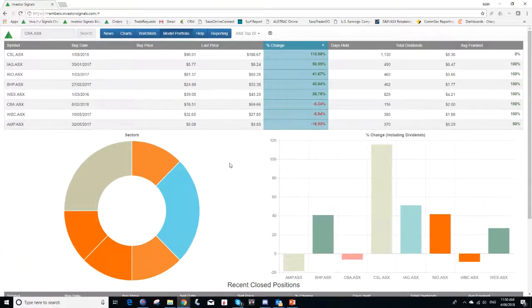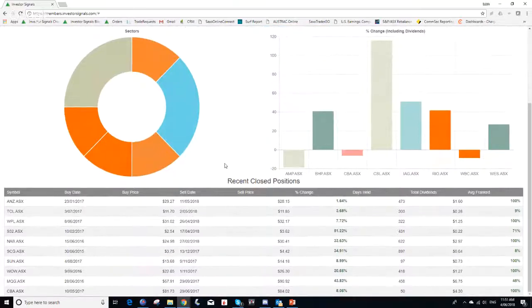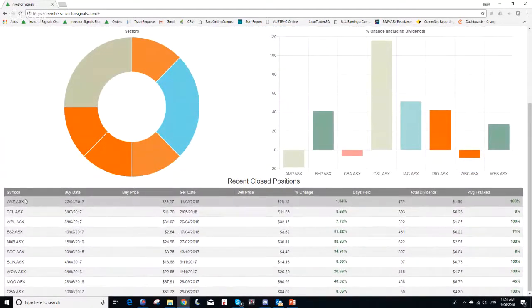And if we want to have a look at what stocks have recently been sold or closed from the model portfolio, we scroll down the page here, under recently closed positions. So we can see ANZ delivered a 1.64% gain, and we held it from January through to May.